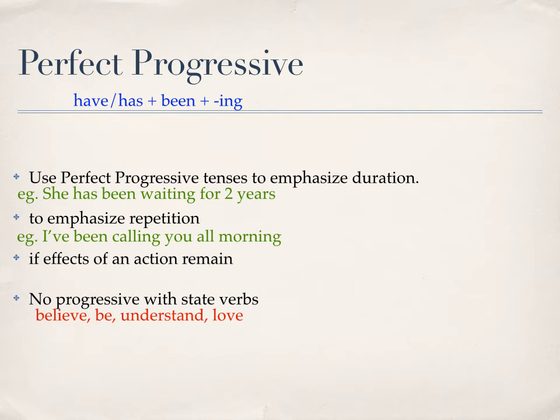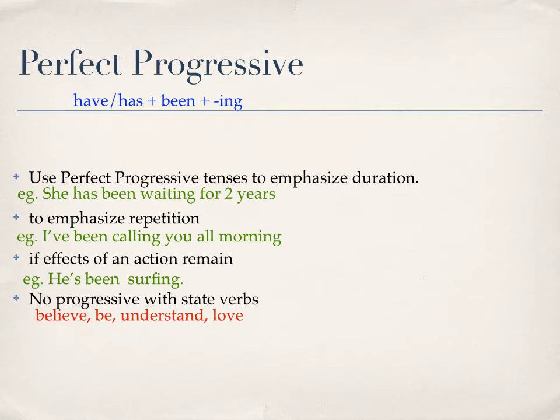Again, repetition is another time that you might use it. So, I've been calling you all morning. Doing something again and again and again, we can use a progressive if the verb suits it. Another time we can use it is if the action remains. So, he's been surfing. Maybe he has sand in his hair, or he's wearing shorts, or he has a surfboard. The effects are visible.